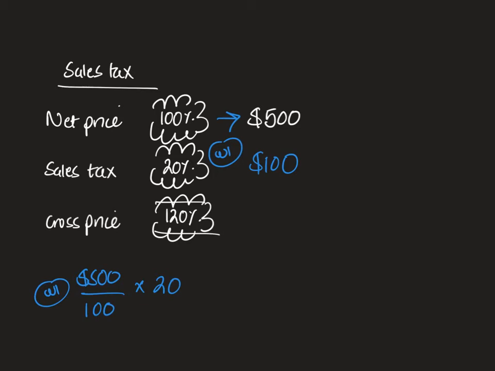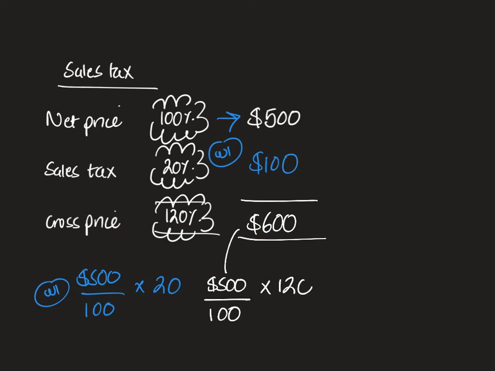Now it's pretty straightforward then to work out that the gross price is going to be the summation of the two numbers, so that's going to be 600. But we can also work this out by doing a working where we take the 500, divide it by 100 to get 1%, and then multiply by 120. That will also confirm the $600 gross price.